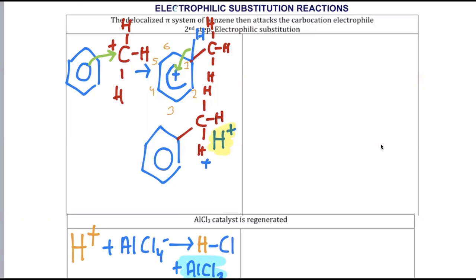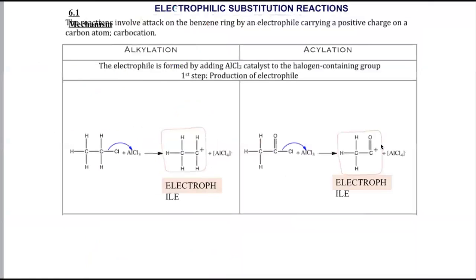This is why a catalyst is said to be unchanged at the end of the reaction. Actually, they change for a bit, but then they are regenerated. It's not strictly that they don't change at all. They do change, but they go back to the original form. Right, so that's your alkylation.